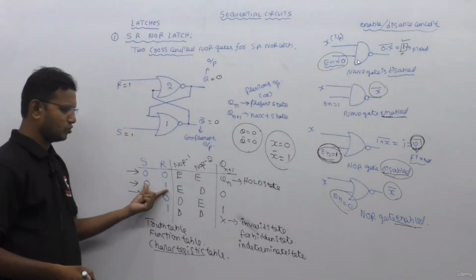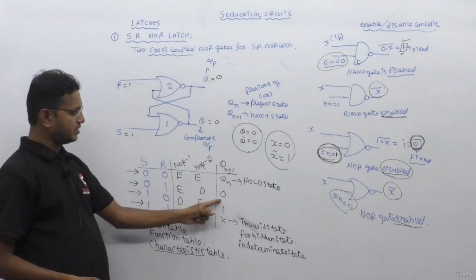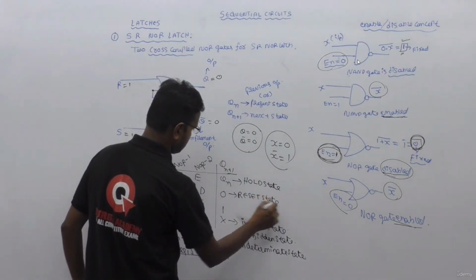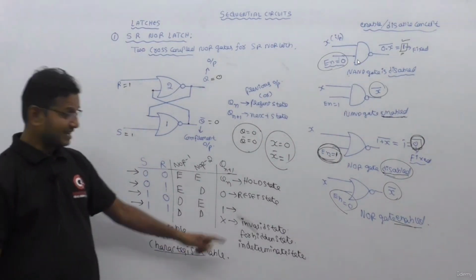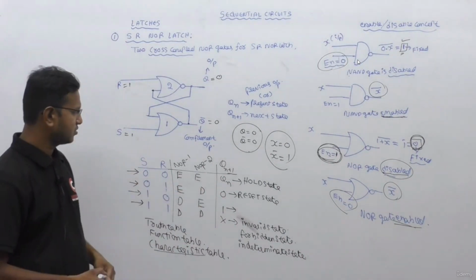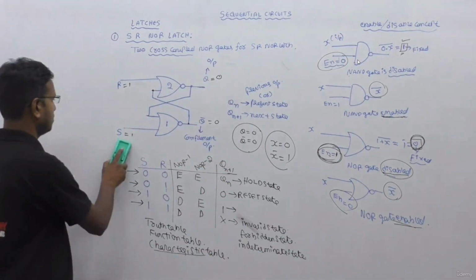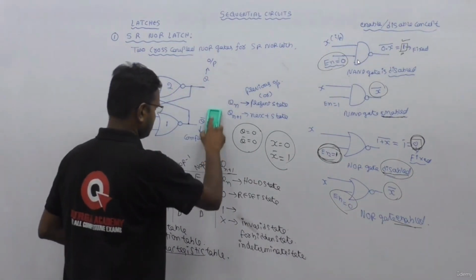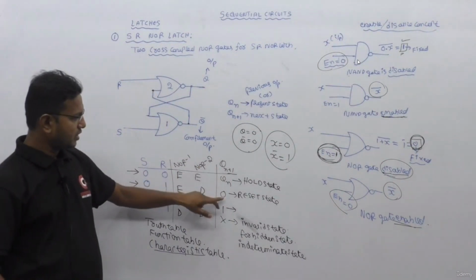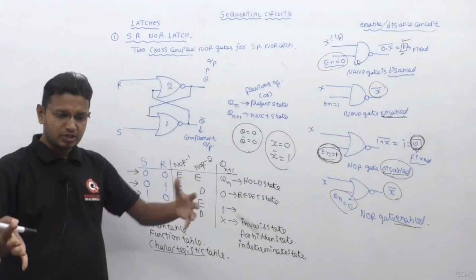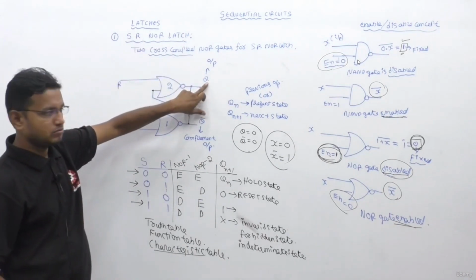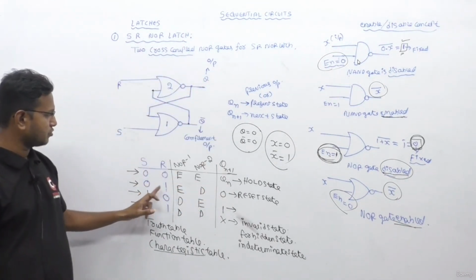If S equal to 0 and R equal to 1, we say the memory element is in reset state. Now when I am calling reset, reset means 0. The circuit is storing 0. Remember this. When the circuit is storing 0, I am erasing the previous values. Circuit in reset state means it is storing 0. If I write 0 here, it is storing 0.